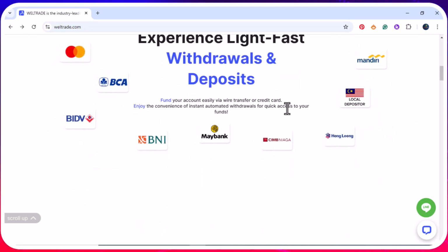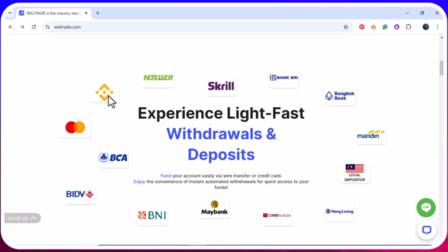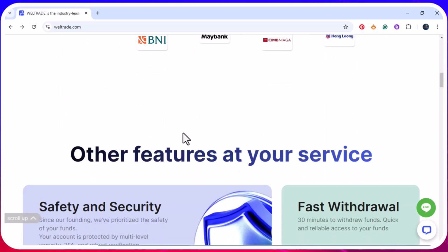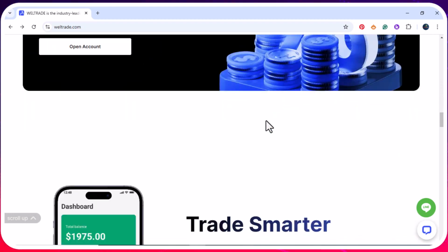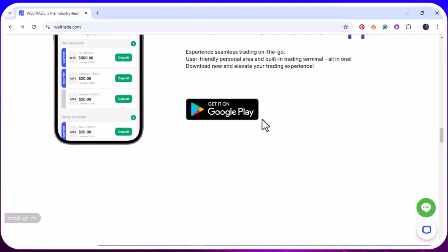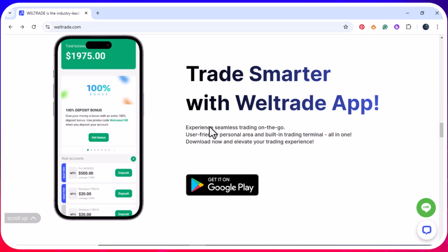And these are some of the deposit and withdrawal methods that are available on this particular broker. So this is Binance, which is crypto, right? Neteller, Skrill, all deposit methods that you may think of are here on WELTRADE, and you need to be able to fund your account and withdraw. They promise 30 minutes to withdraw your funds, quick and reliable. So after identifying what you want to trade, you go and trade. This is what we want to be doing, right?